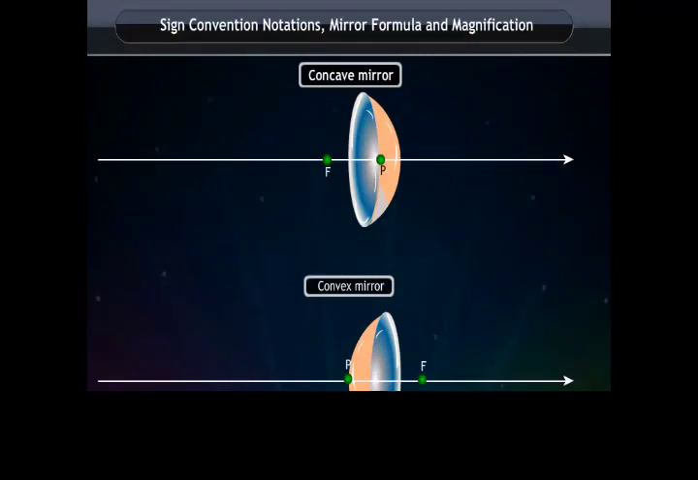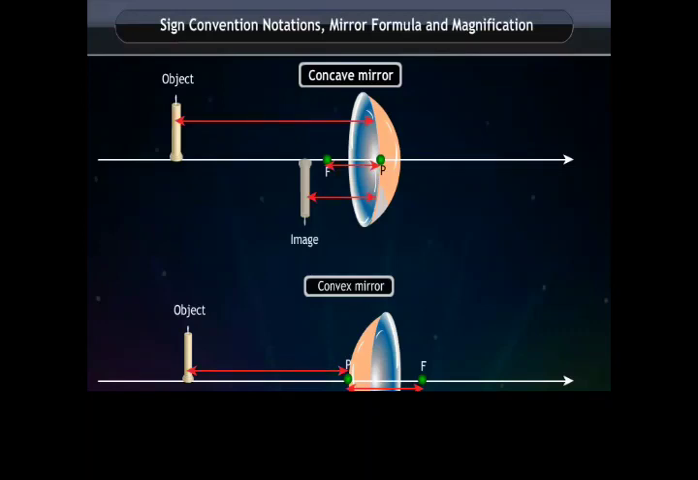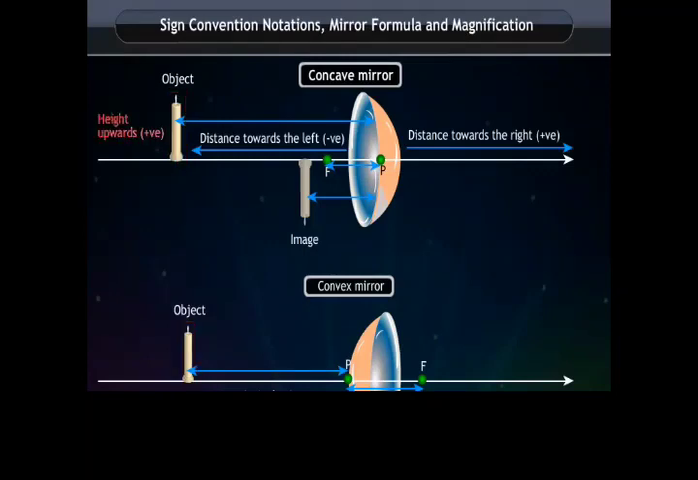The object is always placed on the left of the mirror and the light falls from left to right. All distances parallel to the principal axis are measured from the pole. All distances measured to the right of the pole are taken as positive. All distances measured to the left of the pole are taken as negative. The height measured upwards perpendicular to the principal axis is taken as positive. The height measured downwards perpendicular to the principal axis is taken as negative.